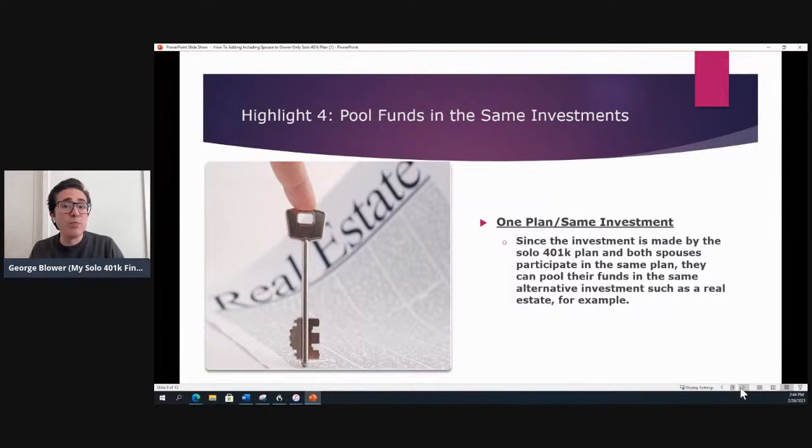Now, another great reason that people set up accounts with us is because they want to invest in alternative investments, like, let's say, real estate. That would be a great example of where spouses will want to pool their money together. So in this case, let's say they want to buy a piece of real estate for $100,000. You have two spouses. One spouse has $60,000 that they want to invest. The other spouse has $40,000. So the property needs to be purchased.